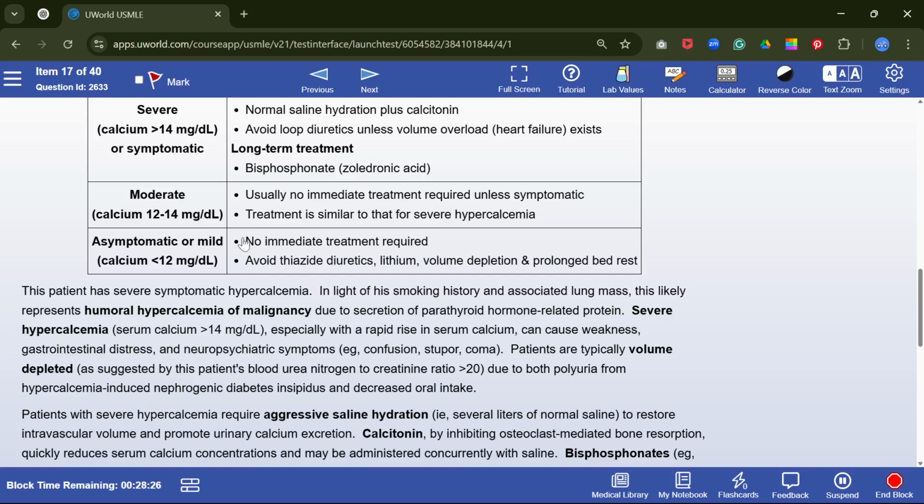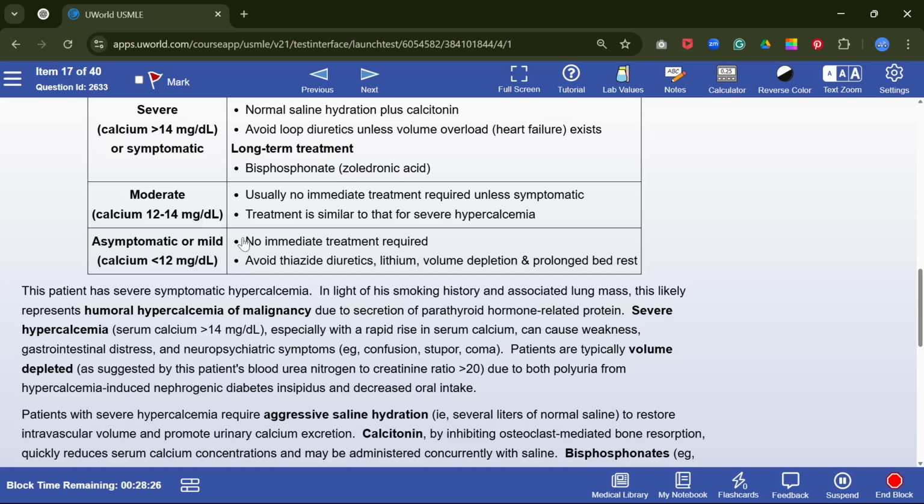Severe hypercalcemia, calcium more than 14 milligram per deciliter, especially with a rapid rise in serum calcium, causes weakness, gastrointestinal distress, and neuropsychiatric symptoms: confusion, stupor, and coma. Patients are typically volume depleted, as suggested by the patient's blood urea nitrogen to creatinine ratio more than 20, due to both polyuria from hypercalcemia induced nephrogenic diabetes insipidus and decreased oral intake.